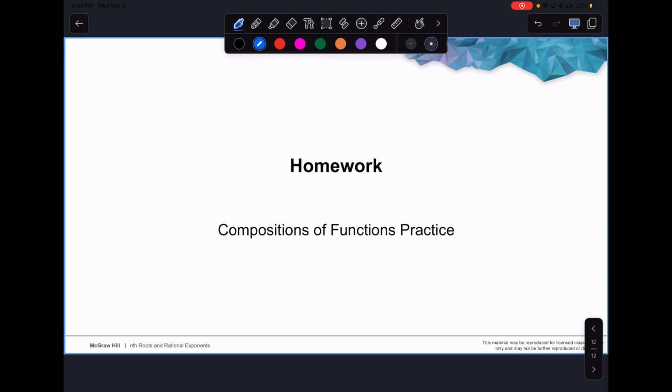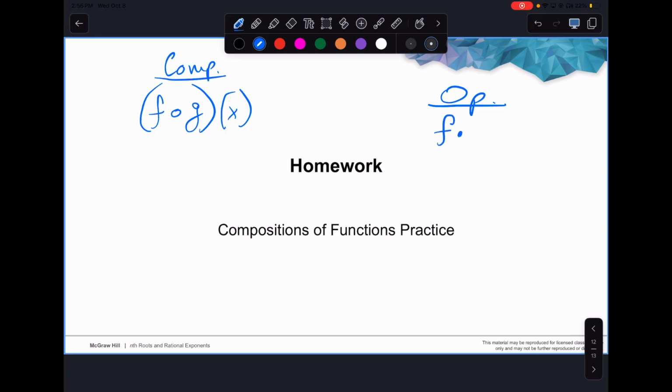Okay, that is it for today. Your homework is going to be a worksheet that has both operations and compositions. Okay, remember, composition is going to look like this. F, open circle, g of x, right? That's a composition. Okay, an operation, like for multiplication, is going to look like this with a closed dot, or sometimes they just squeeze them together like that. That's for multiplication. This is what we did on 6.1, day 1.